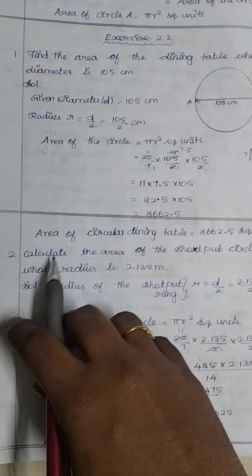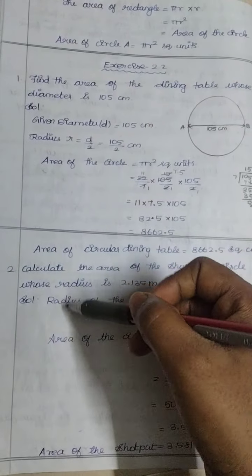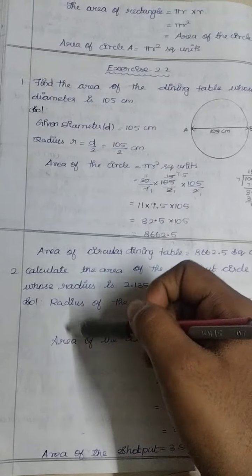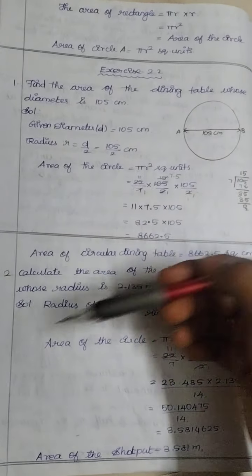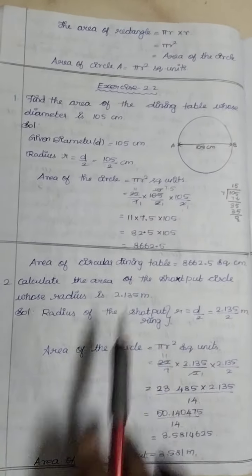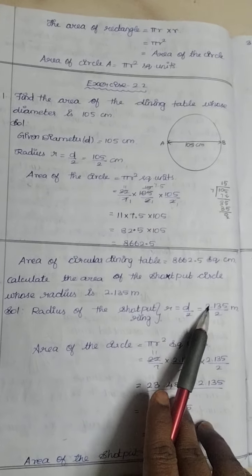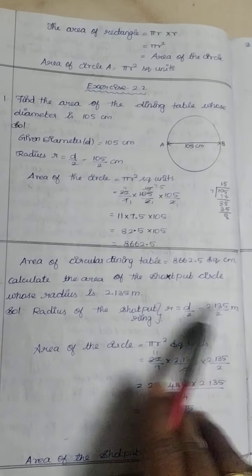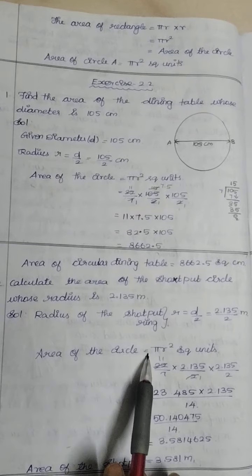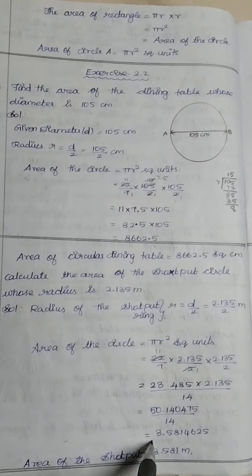Then for the second sum, calculate the area of the shot put circle, whose radius is 2.135 meter. Radius of the shot put ring, R is equal to D by 2, which is equal to 2.135 divided by 2 meter. Area of the circle is equal to pi r square units. So we have to substitute the given.